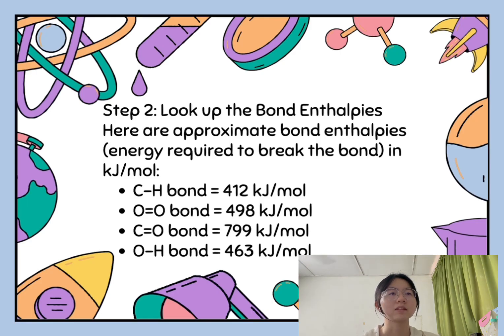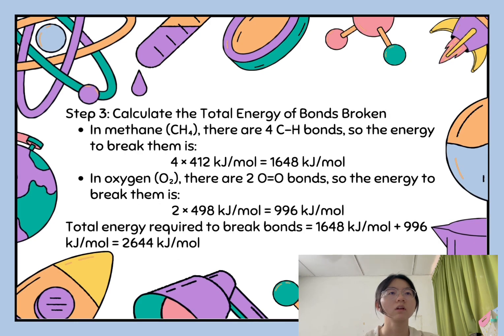O double bond is 498 kilojoule per mole, CO bond is 799 kilojoule per mole, and OH bond is 463 kilojoule per mole. So step 3, we need to calculate the total energy of bonds broken.